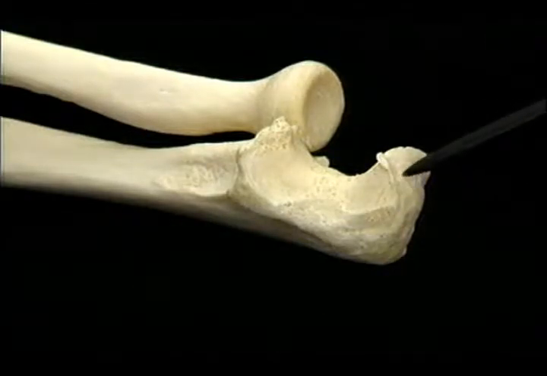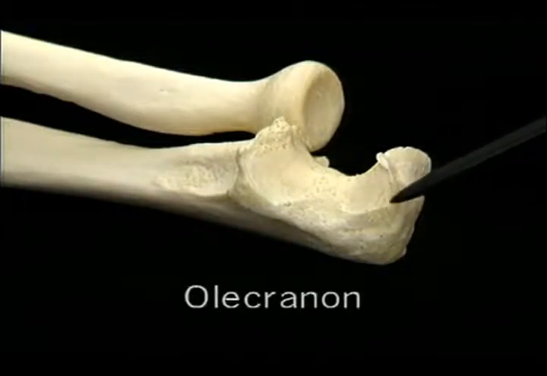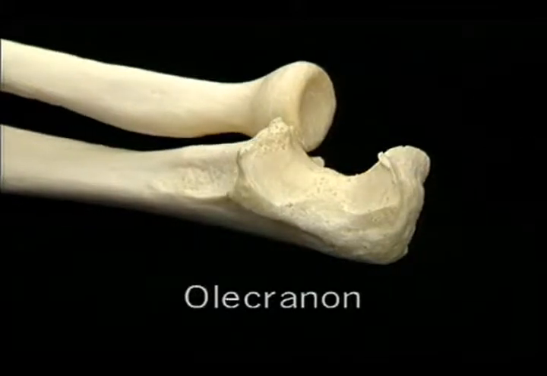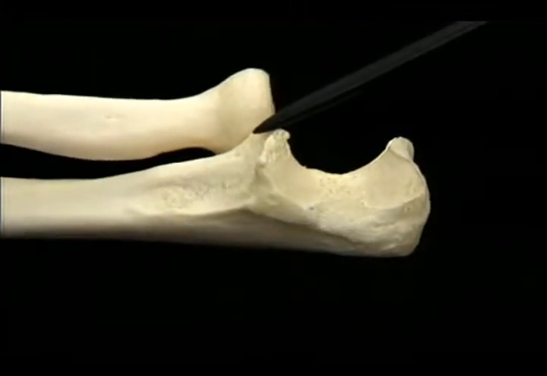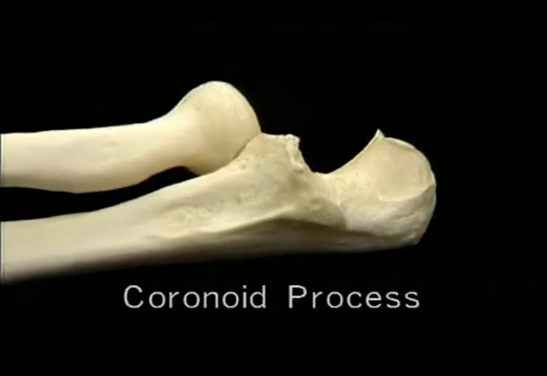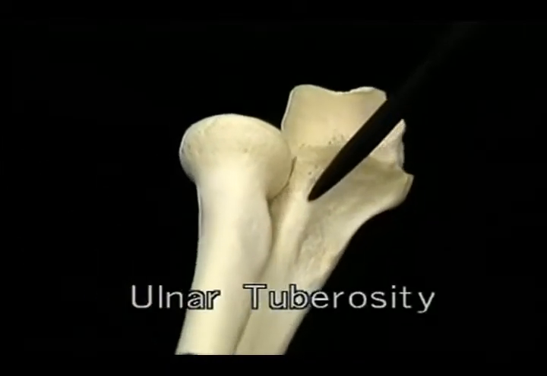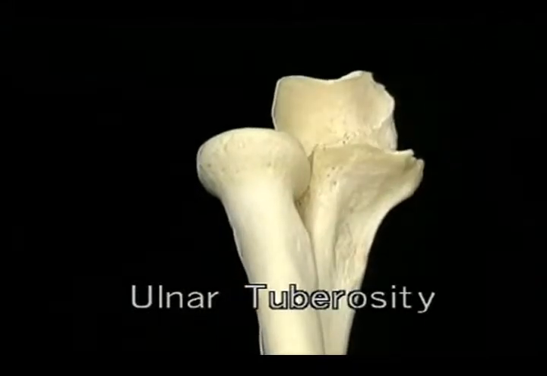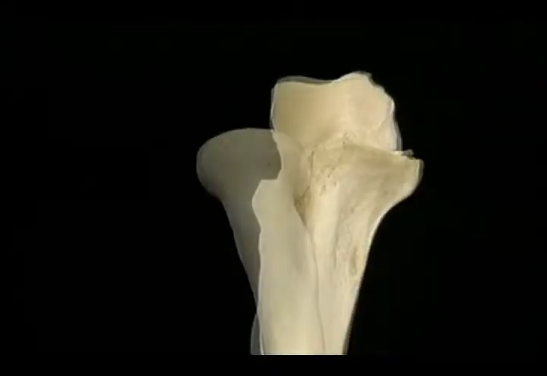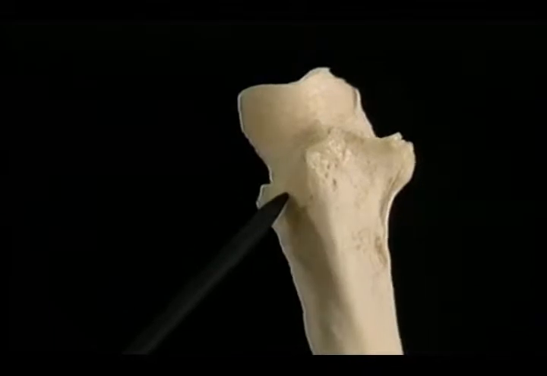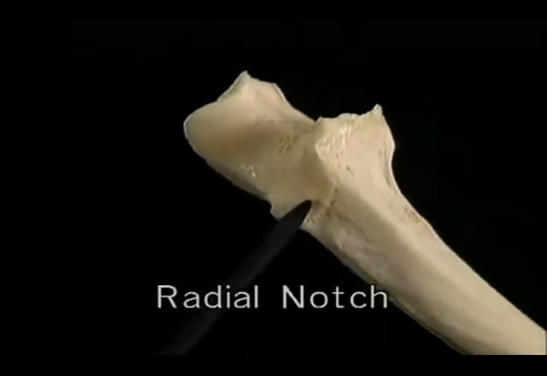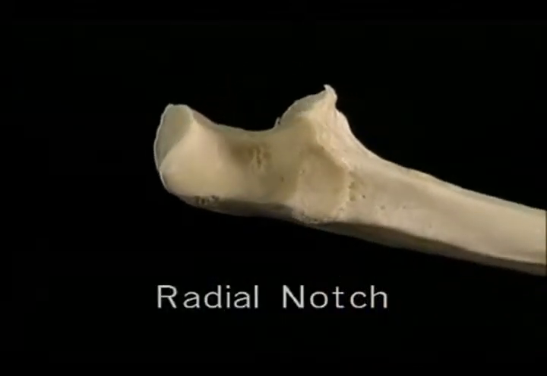The very proximal end of the ulna is the olecranon. The triceps tendon is attached to it. This projection is the coronoid process. Distal to it, this rough area, the ulnar tuberosity, marks the insertion of the brachialis tendon. This small curved surface, the radial notch, is where the head of the radius articulates.